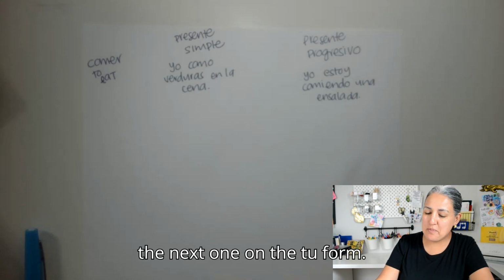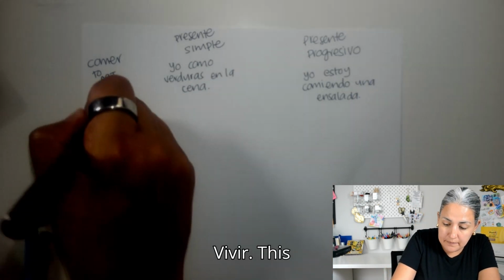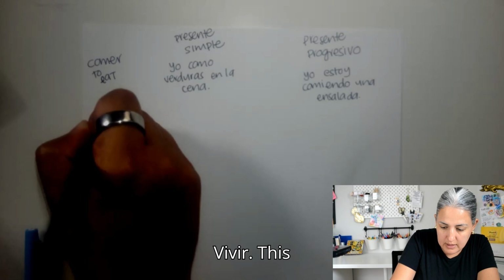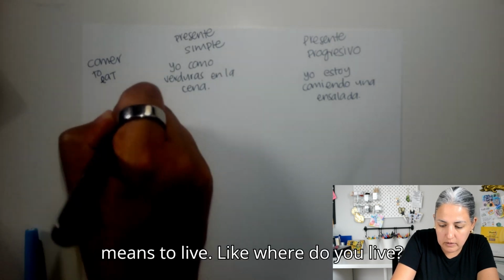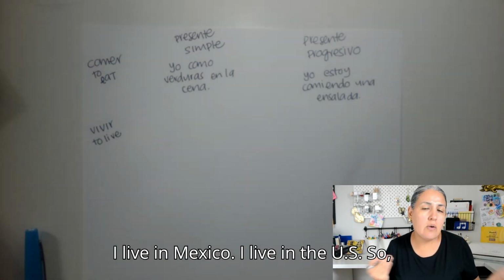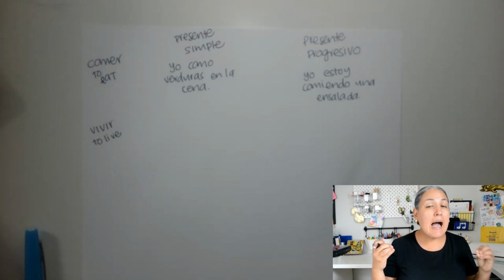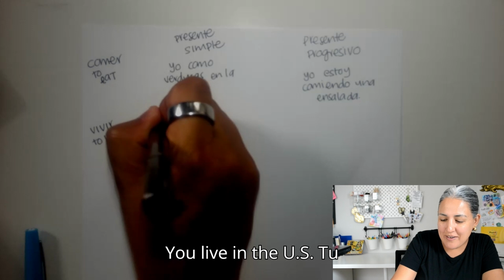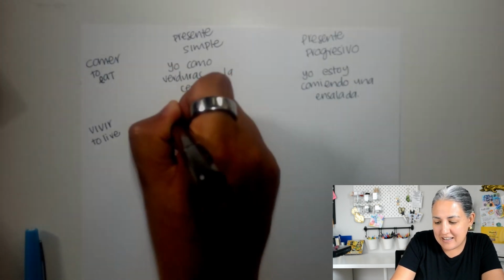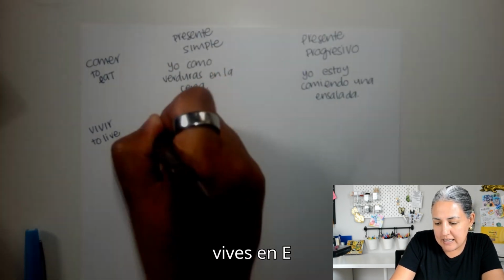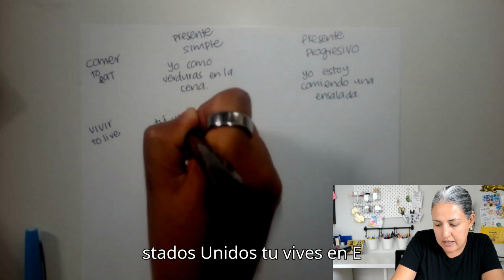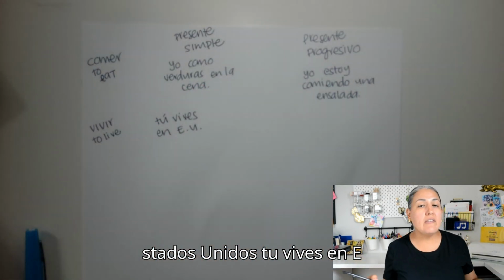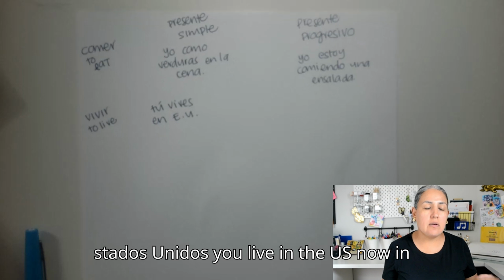Let's do the next one on the tú form. Vivir. This means to live. Like, where do you live? I live in Mexico. I live in the U.S. So, I live in the U.S. You live in the U.S. Tú vives en Estados Unidos. Tú vives en Estados Unidos. You live in the U.S.